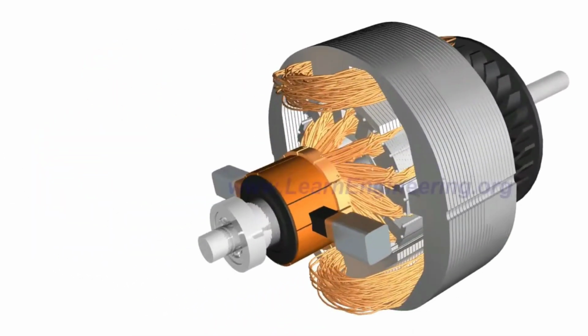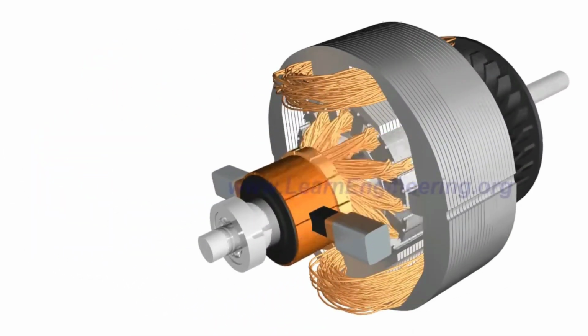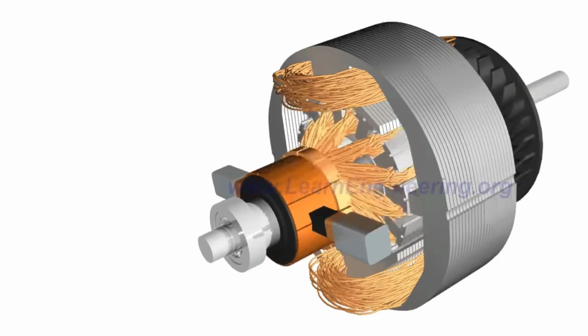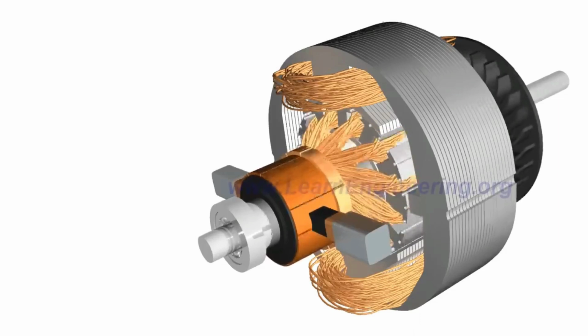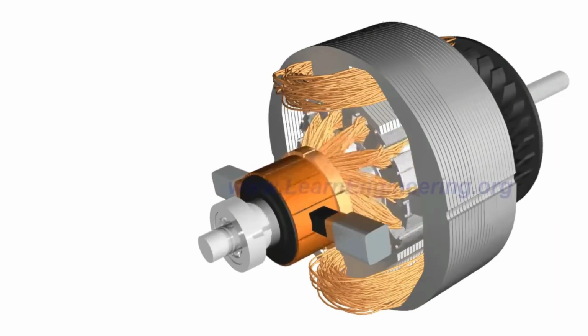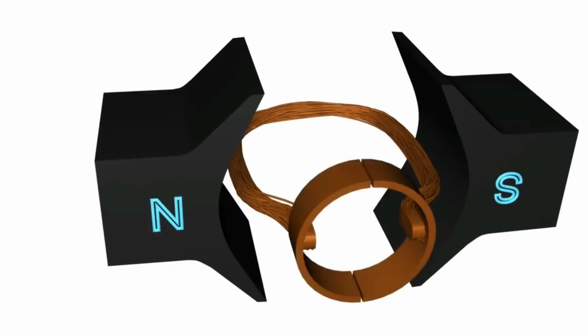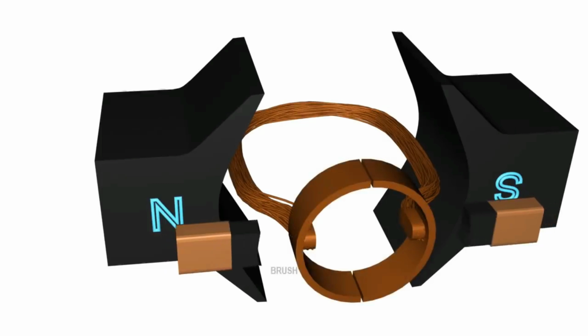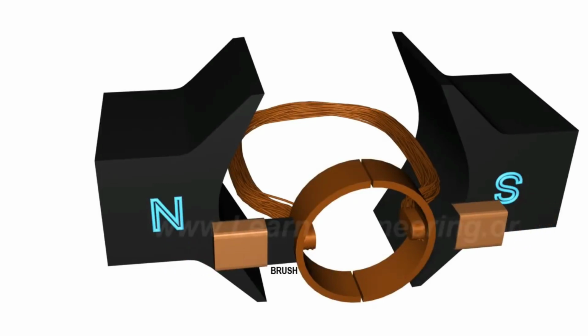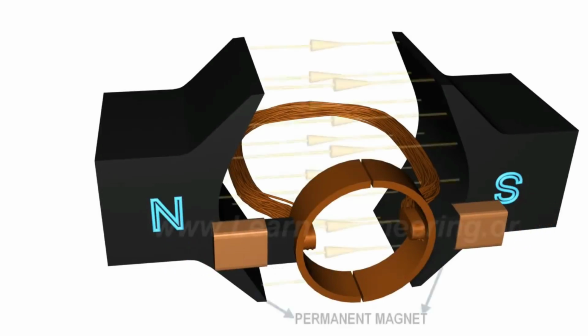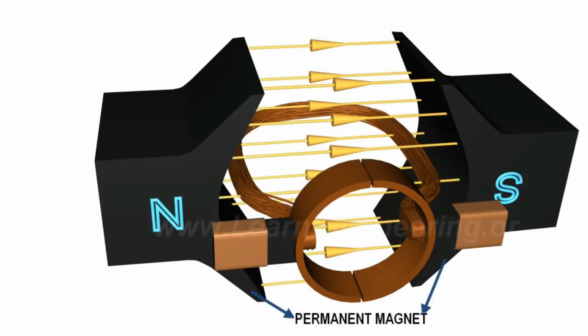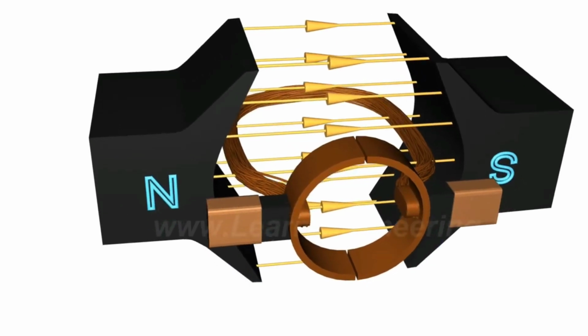In this video, we will logically understand the operation and construction of a commercial DC motor. Let's first start with the simplest DC motor possible. It looks like this. The stator provides a constant magnetic field, and the armature, which is the rotating part, is a simple coil. The armature is connected to a DC power source through a pair of commutator rings.